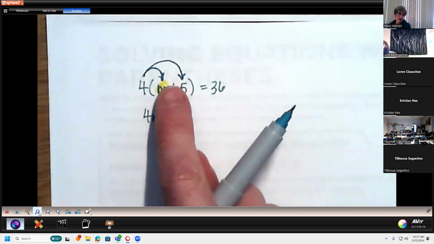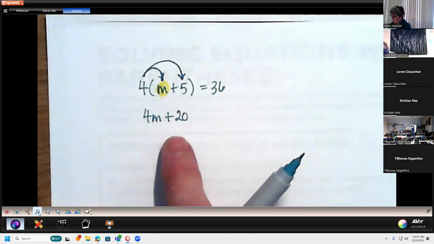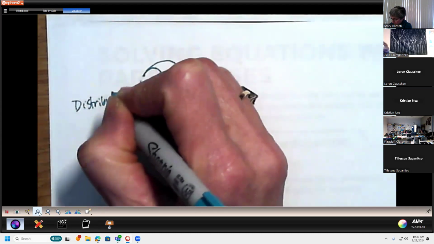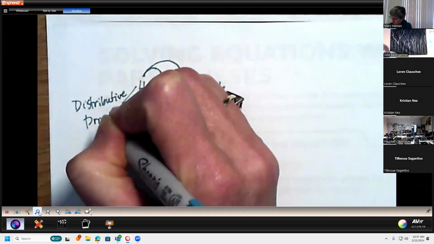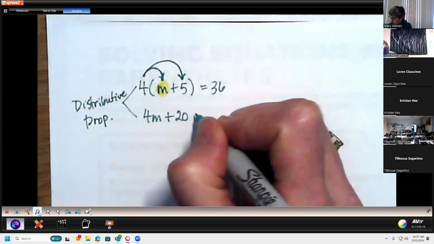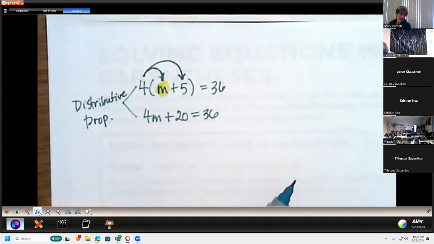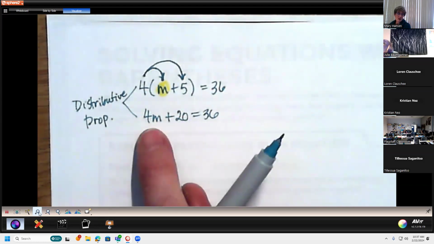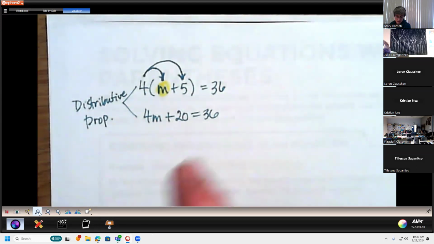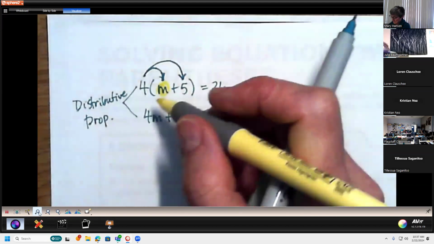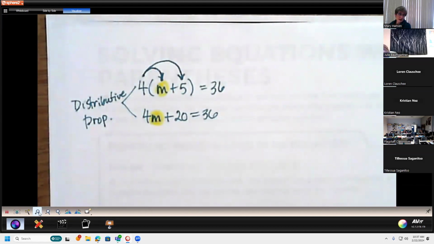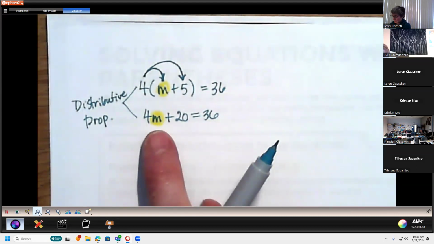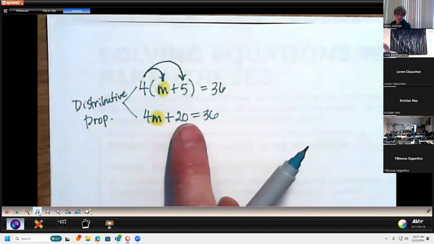And these two things are equivalent. That's the distributive property. Okay, and so that equals 36. And from here, once we distribute into those parentheses, we now have a two-step equation that we already know how to solve. Because I have my m and I have a 4 and a 20, and I'm trying to get m by itself. So I got to get rid of 4 and I've got to get rid of 20.